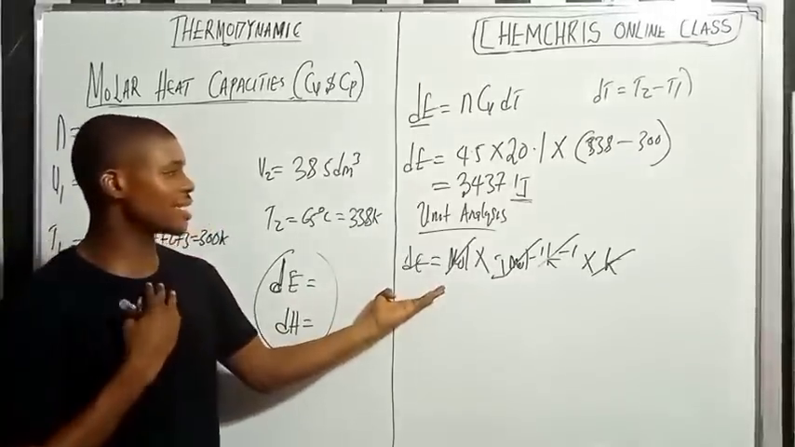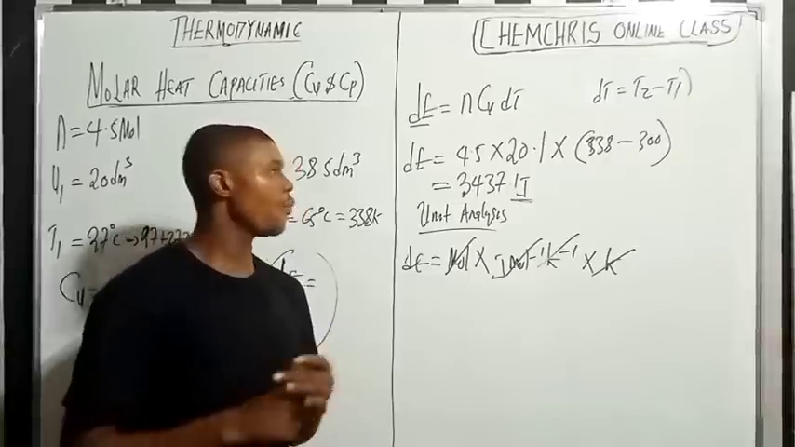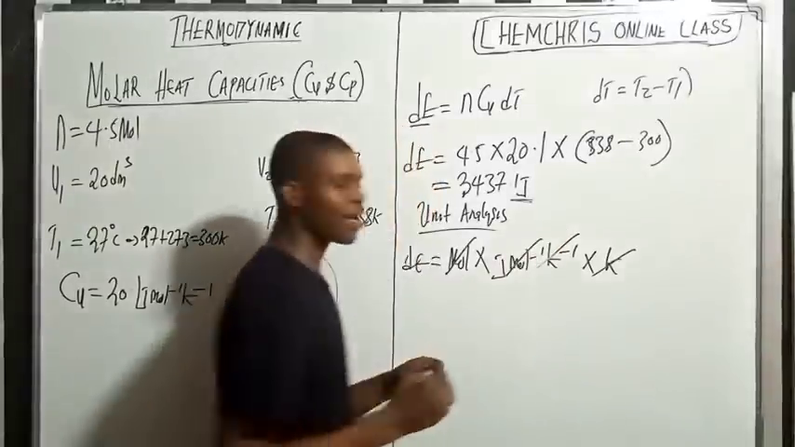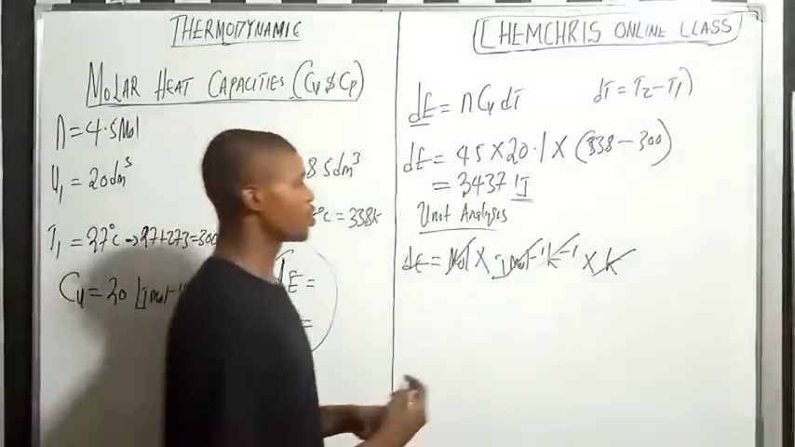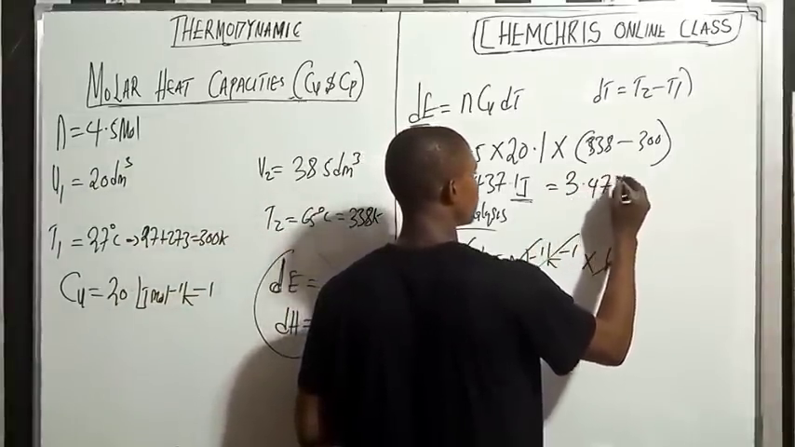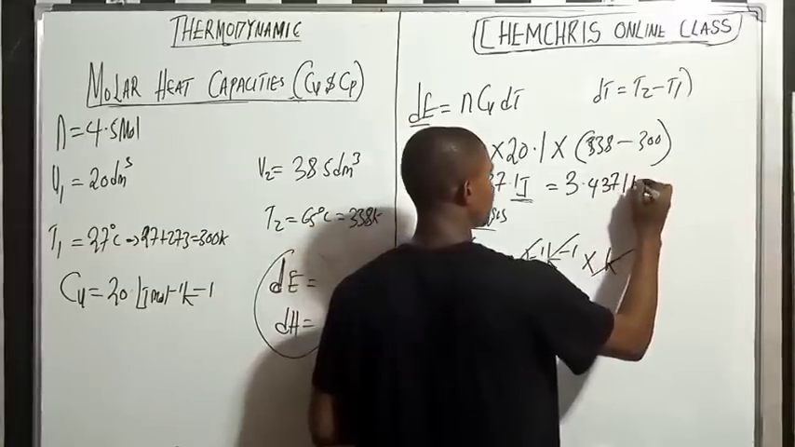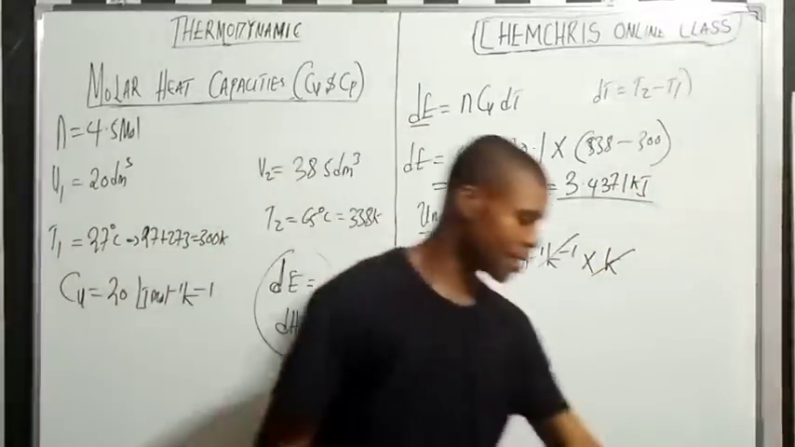So my change in internal energy is 3437.1 joules. We can also convert to kilojoules. If we convert to kilojoules, here we have 3.4371 kilojoules. Just like the same here, right?